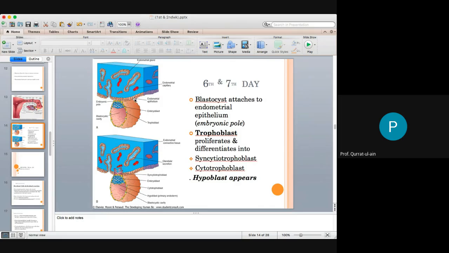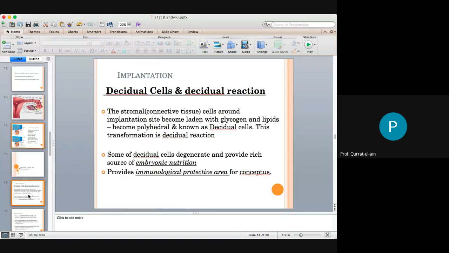They are highly vascular, vascularity increases, secretion increases. So this is known as decidual reaction, and the function of the decidual cells is to provide embryonic nutrition, and it will also give an immunological protective zone to the conceptus.